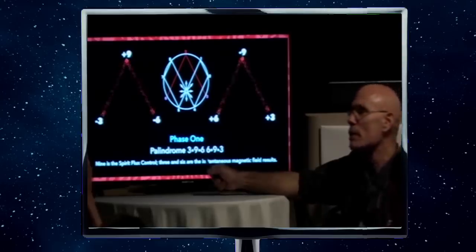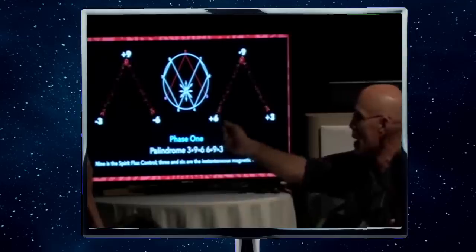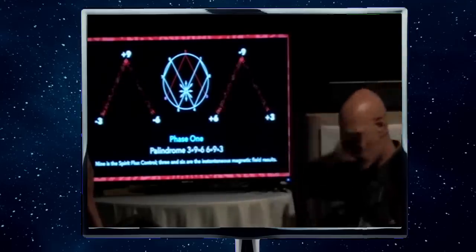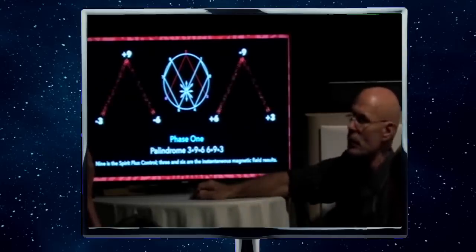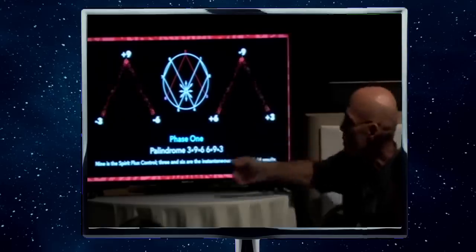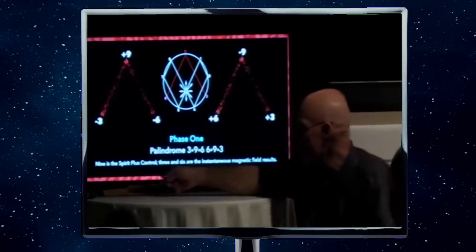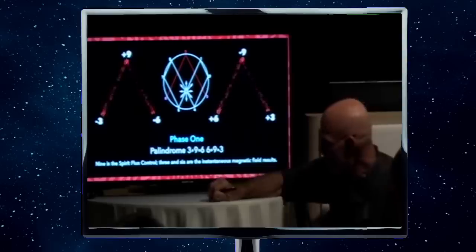You'll see all the amino acids, all the language and the coding being based on this flux field, which is the language of DNA. It's called the bioetheric template or the morphogenetic field. That's why this is really a double helix if you look closely. 9 is the spirit flux control. 3 and 6 are the instantaneous magnetic field results. Next, please.